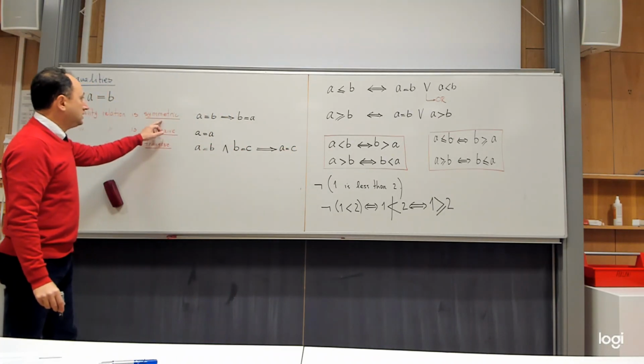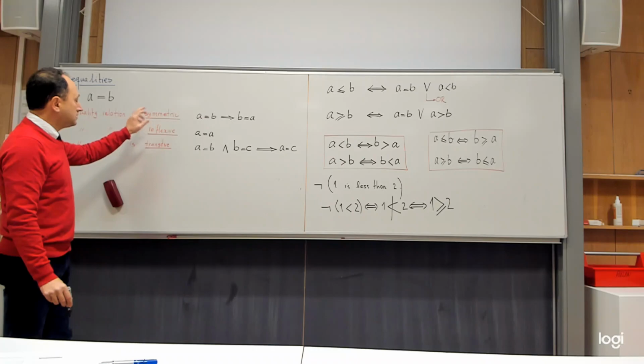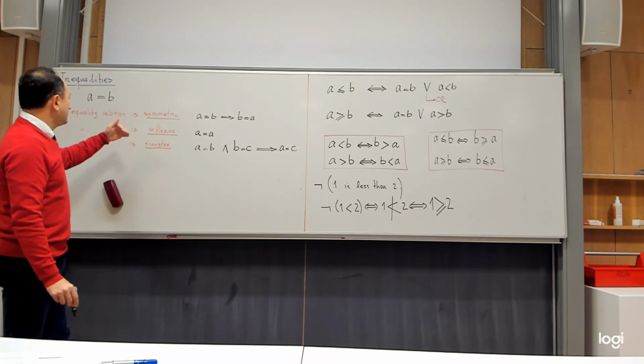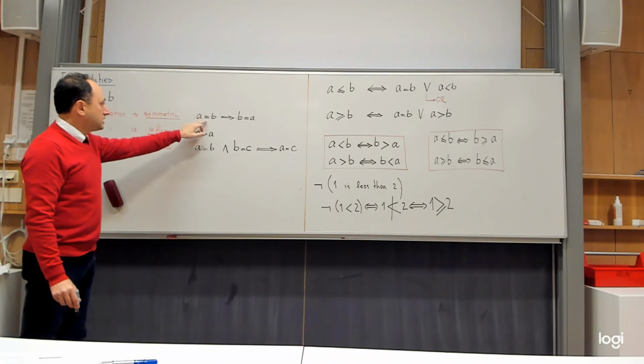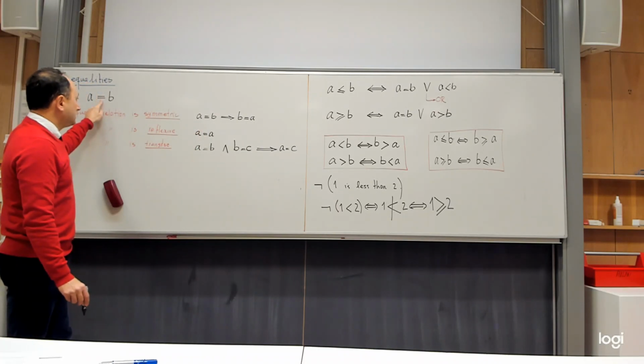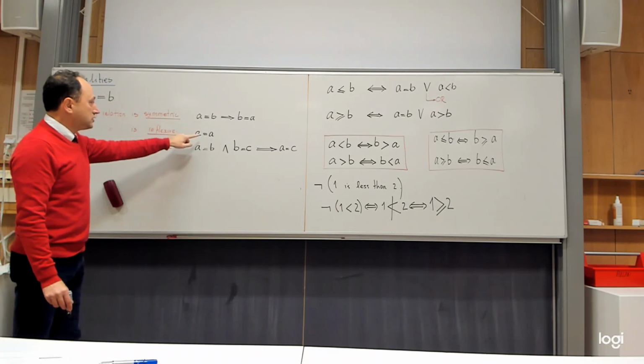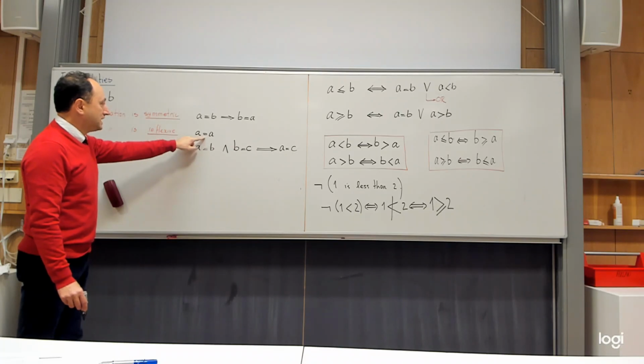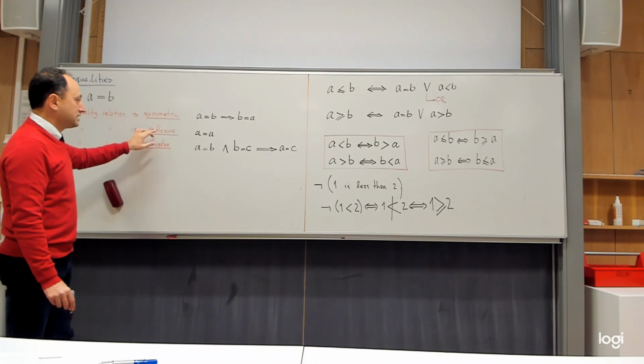This property is called transitive. Sorry, if I want to say it right, because this is true, we say that equality is symmetric. Because it is true that every number is equal to itself, we say equality is a reflexive relation.